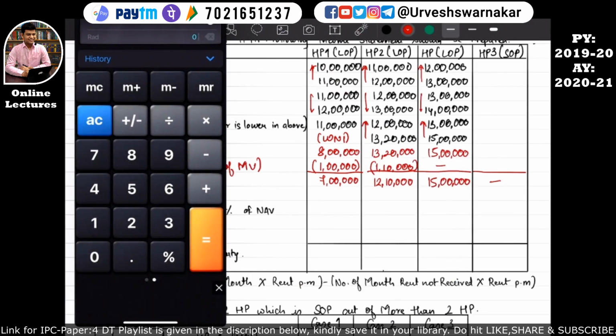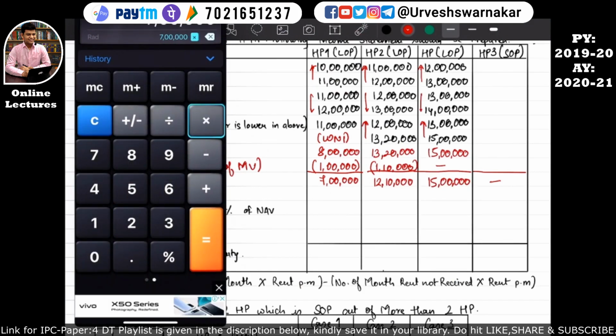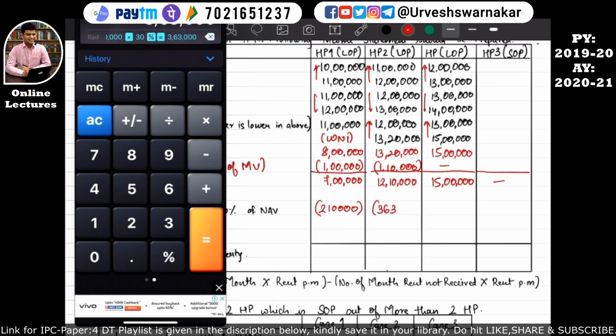7 lakhs into 30% is equal to 2,10,000. I hope this is quite clear to you all. For 12,10,000 into 30% is equal to 3,63,000. I hope this is also clear. For the house property that is constructed, 15 lakhs into 30%, which is equal to 4,50,000. I hope this is quite clear to you all.